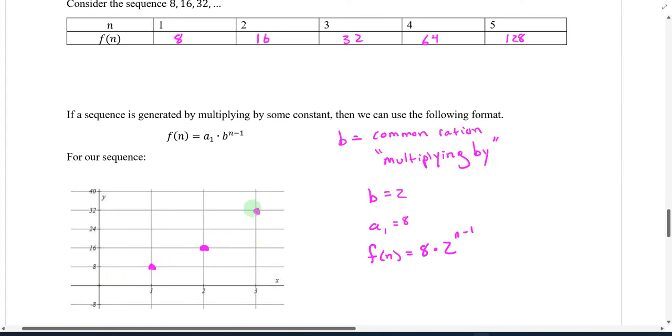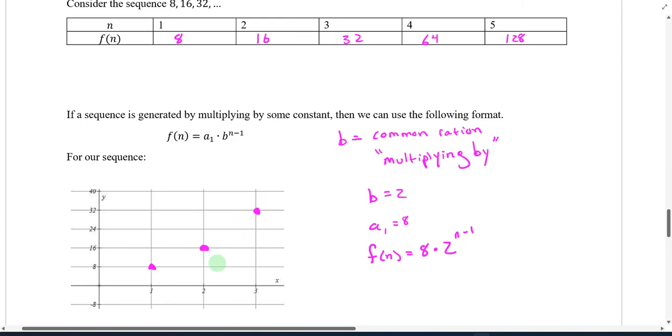There we go. You notice this one's not really making a line anymore, but remember, don't connect the dots, right? Because this is still a sequence. There's nothing in between these points. The next one would be at 4 and then 64, which would take us way off the graph. So we're not going to plot those last 2 points. The graph is only big enough to fit the first 3.